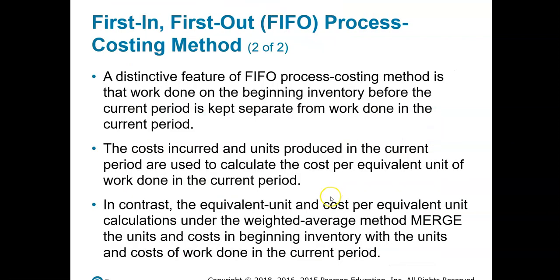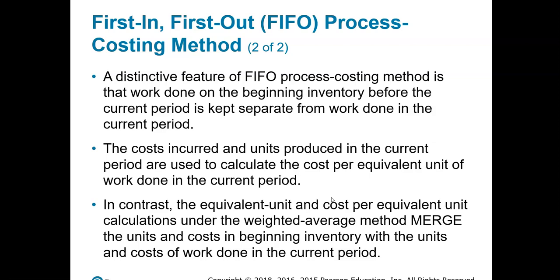So let's back up here just a moment. A distinctive feature of first in, first out is that work done in the beginning inventory before the current period is kept separate from work done in the current period. So the costs incurred and the units produced in the current period are going to be what's used to calculate the cost per equivalent unit of production.